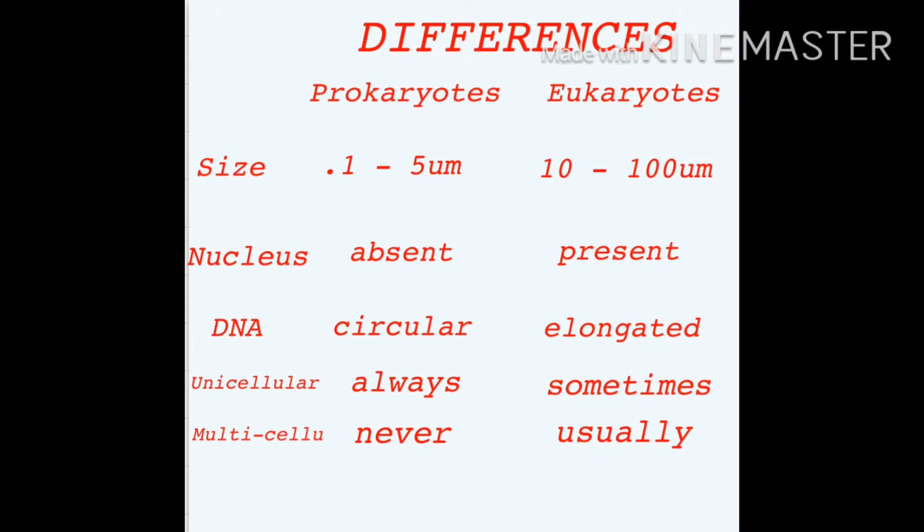At sa DNA naman, syempre, yung DNA ng prokaryotes is nakalutang lang dun sa cytoplasm while yung DNA ng eukaryotes is naka-enclose dun sa nucleus at ang shape niya is more elongated. Prokaryotes is always, take note, always unicellular, while the eukaryotes is sometimes unicellular because there were eukaryotic organisms like fungi which are unicellular. And prokaryotes is never multicellular, while the eukaryotes is usually multicellular. Okay? Kasi, as I've said before, fungi and protists are sometimes unicellular sila.